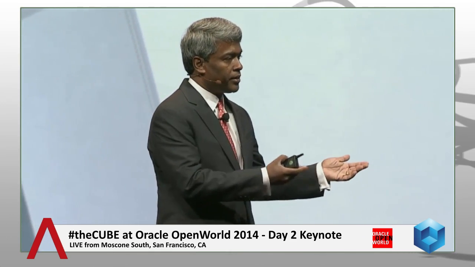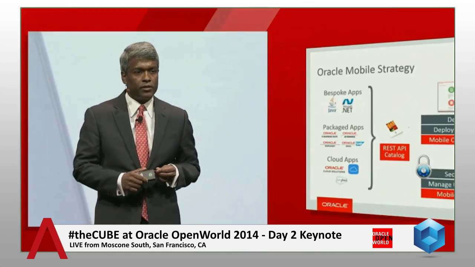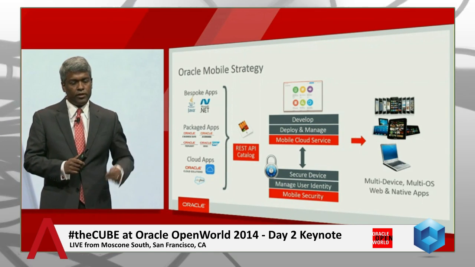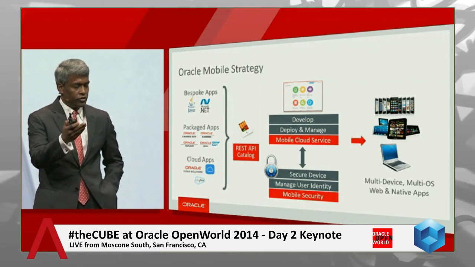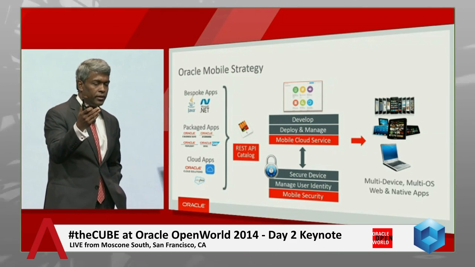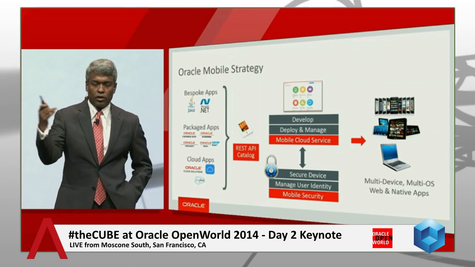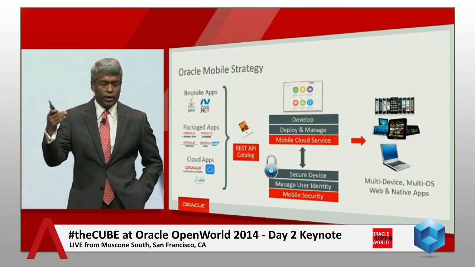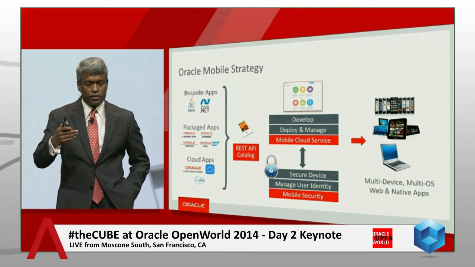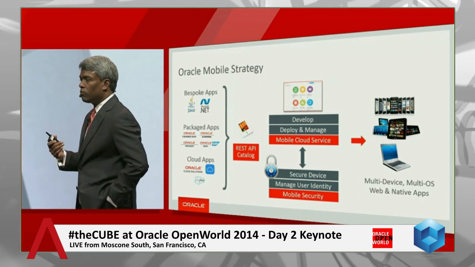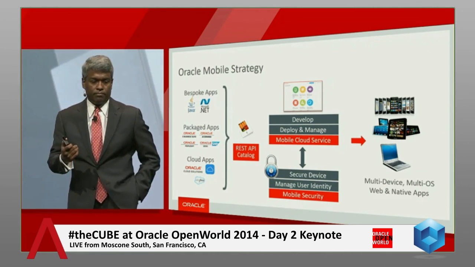You've got all these applications, analytics, packaged applications, et cetera, that you want to make accessible to your users who are using mobile devices. 3 important things that we're doing. First, we provide the ability to go to bespoke apps, packaged apps, Oracle and non-Oracle, cloud-based applications and legacy systems, and expose services from them into a REST API catalog.